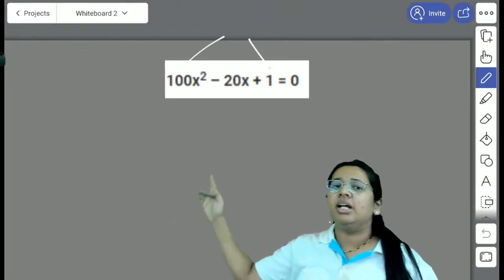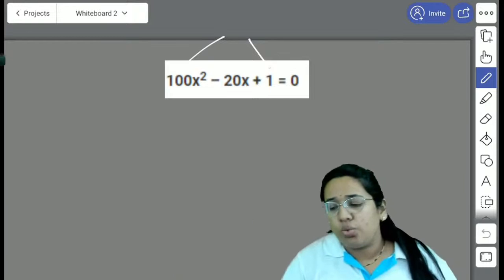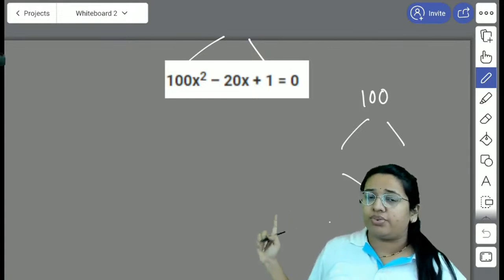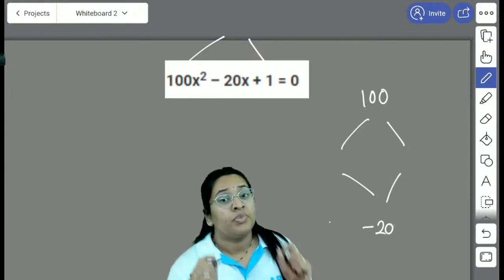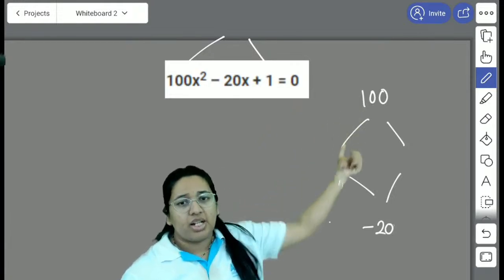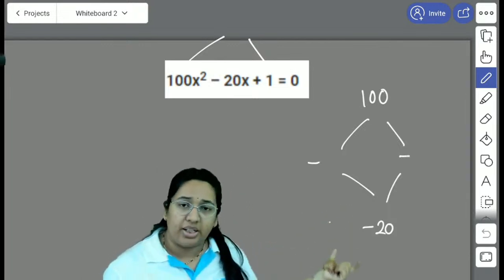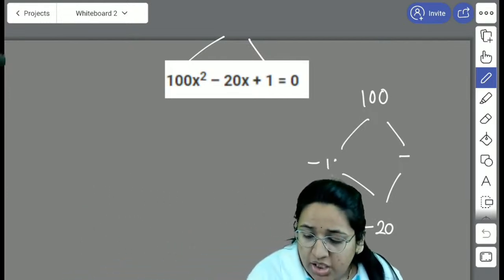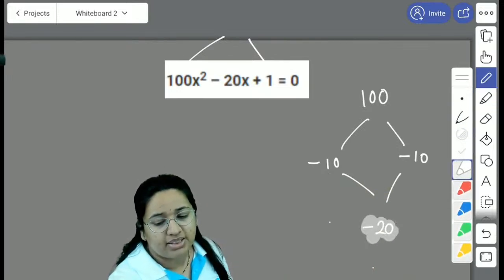Our first part is that I will just try to find out what will be the product of these two terms. 100 into 1. Obviously, it will be plus 100. So I just have to find out such factors of 100 which will give me addition as minus 20. Now the product is a positive one, right? But the addition is negative. It means that obviously the signs of both terms will be negative here. I know that 100 can be written as 10 into 10, where minus 10 plus minus 10 will give you the answer as minus 20.